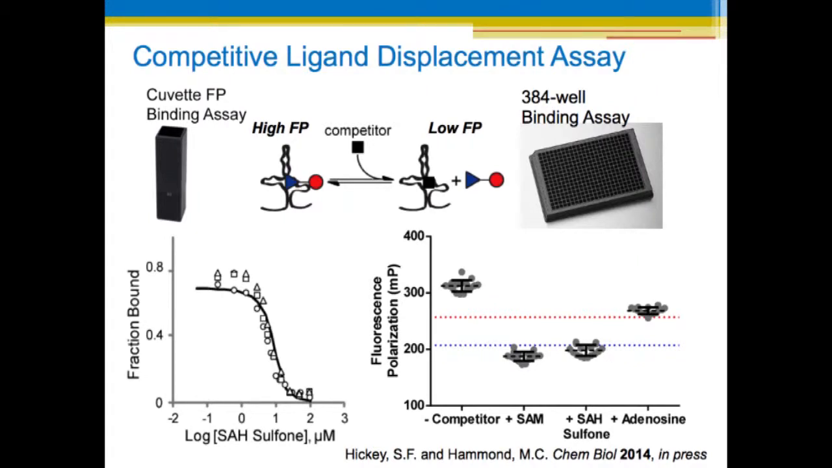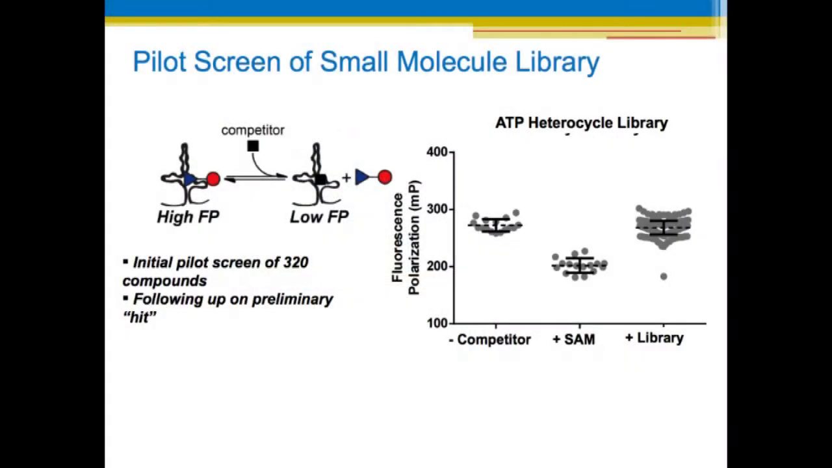Now we're looking at 16-well replicates of our control data. Without competitor, with no compound added except for our fluorescent compound, we see high fluorescence polarization. Then if we add in SAM or an analog of SAM, which is known to target this riboswitch, we see a decrease in the signal representing displacement of the probe. We use adenosine, which has very weak affinity for the riboswitch, as a negative control. We've also taken this screen and done a very small preliminary pilot assay with a 320 compound library to target this RNA, and we're following up on a preliminary hit that we see.